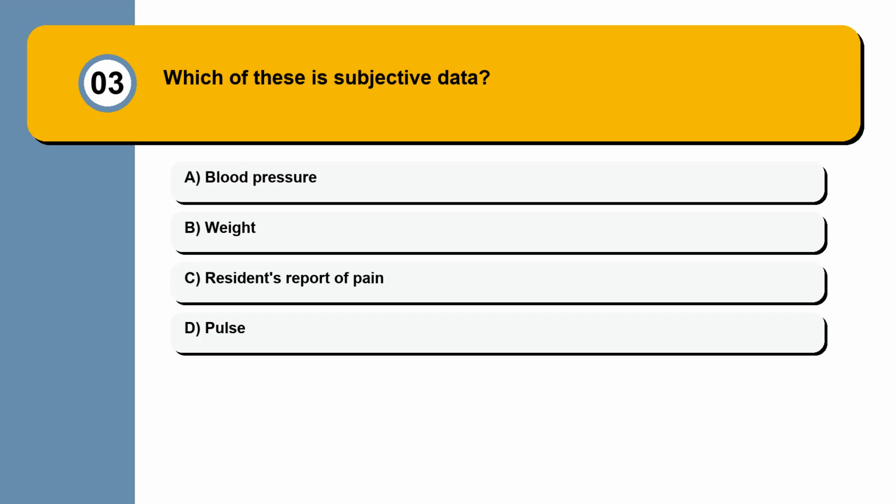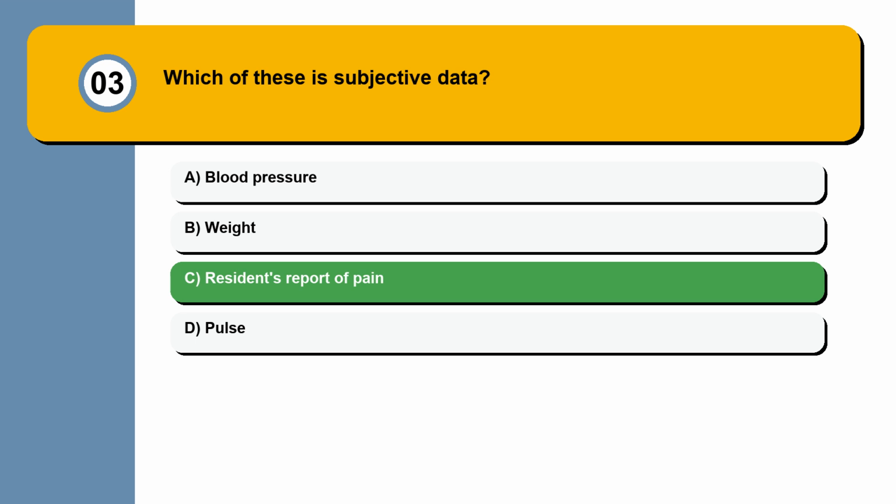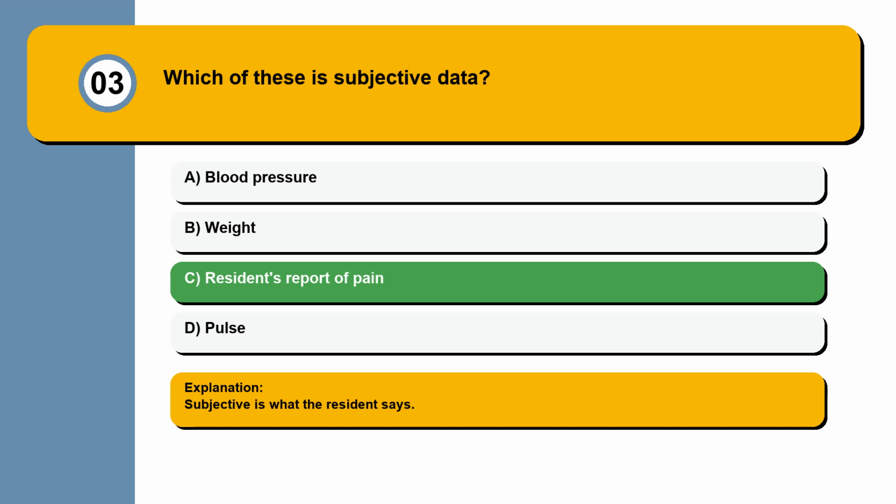Question 3. Which of these is subjective data? Blood pressure, weight, resident's report of pain, pulse. Subjective is what the resident says.